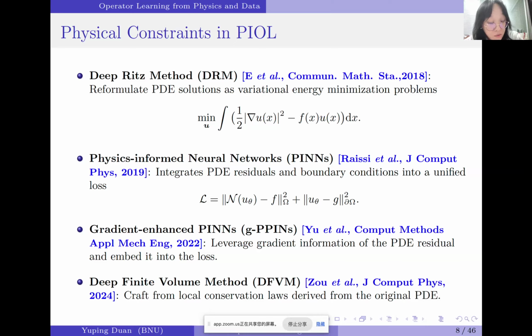There are different ways to introduce the physical constraints. The Deep Ritz method uses an energy formulation. Physics-informed neural networks, the PINNs, directly use the PDE residual. And the gradient-enhanced PINNs also introduce the derivative of the residual. On the other hand, deep finite volume methods are based on local conservation laws. The main difference is how the physical law is built into the training objective.